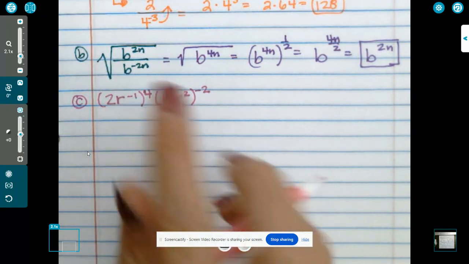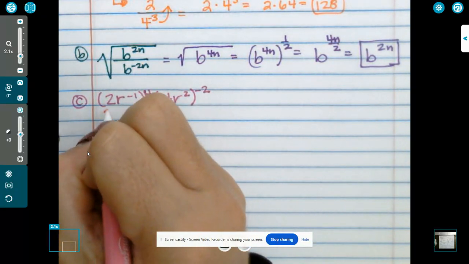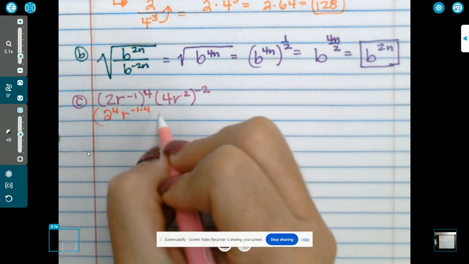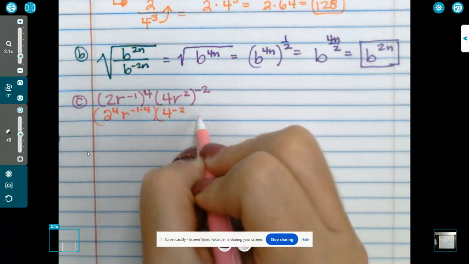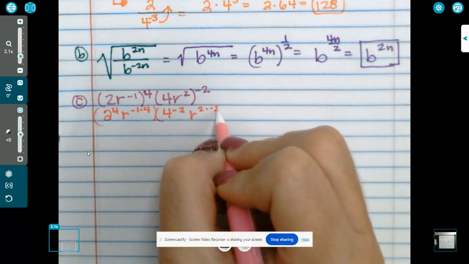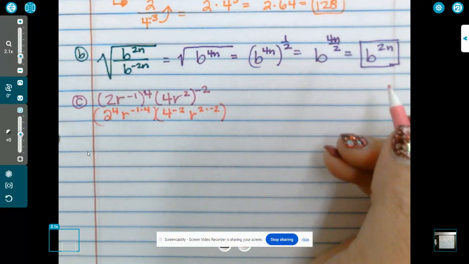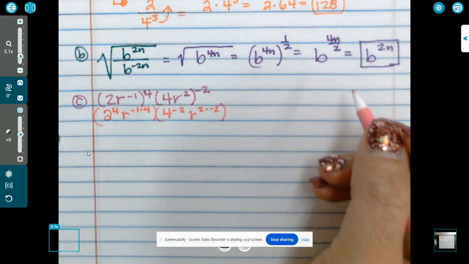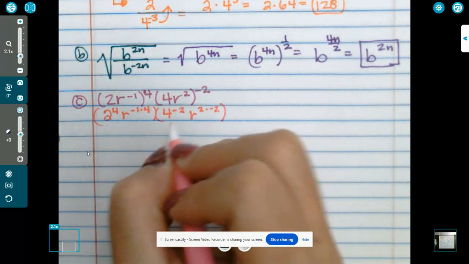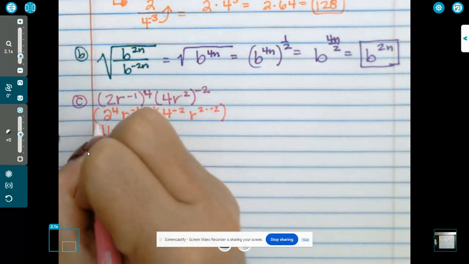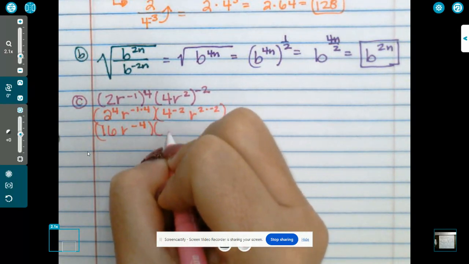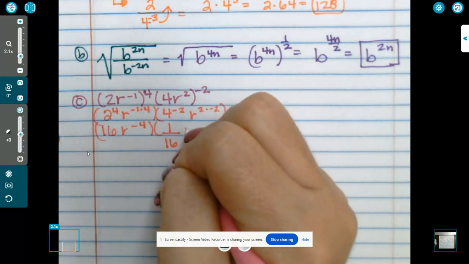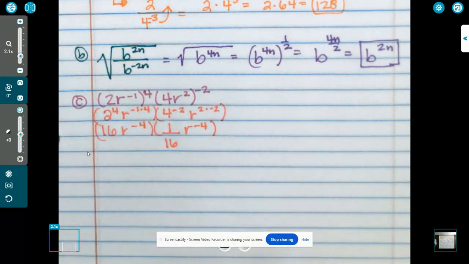Okay, so remember, this means 2 to the 4th and r to the negative 1 times 4 for that one. And this is 4 to the negative 2 and r to the 2 times negative 2 for that one. All right, 2 to the 4th: 2 times 2 is 4, 4 times 2 is 8, 8 times 2 is 16, so that's going to give me 16r to the negative 4 there. And this is 1 over 4 squared, so 1 over 16 r to the negative 4 there.